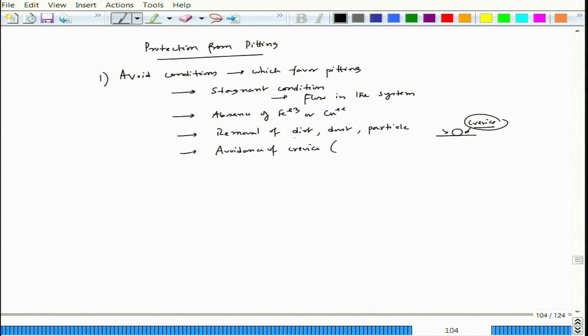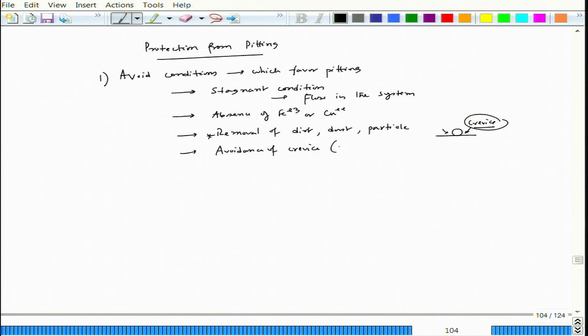how can we do it? By removal of dirt, dust, particles, through regular cleaning. And in fact, if we have a flow in the system, that can actually clean off dirt and dust. That can lead to a bit of erosion corrosion, but since the dirt is continuously moving, the stagnant situation would not arise, and that would avoid the pitting problem which is initiated due to formation of crevice.